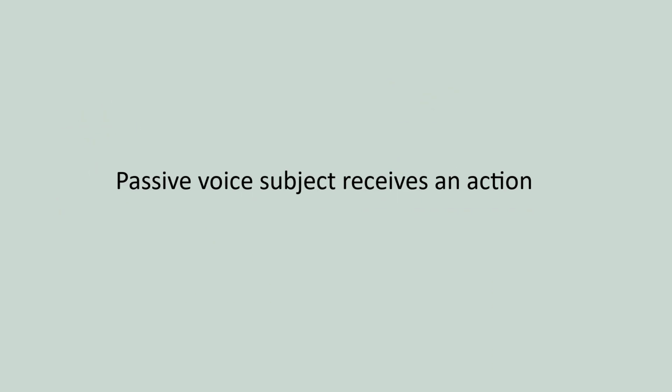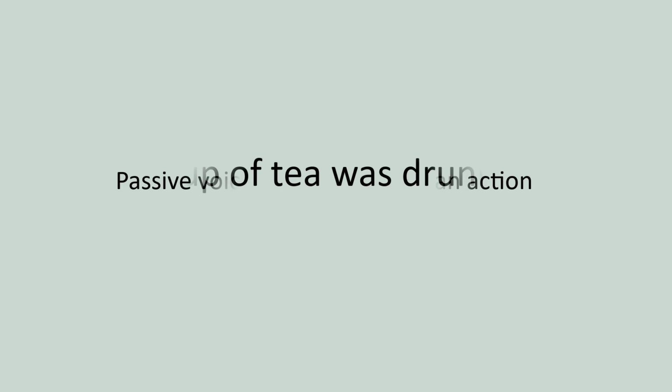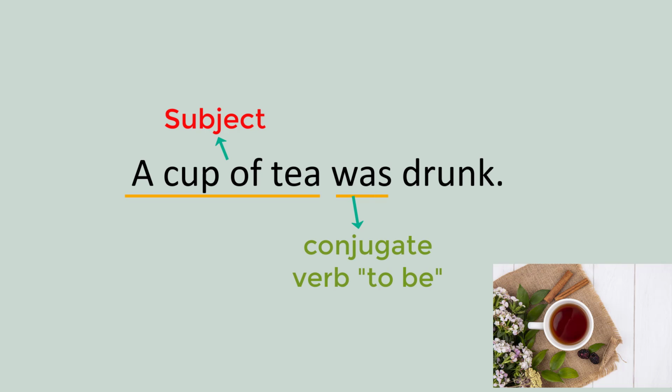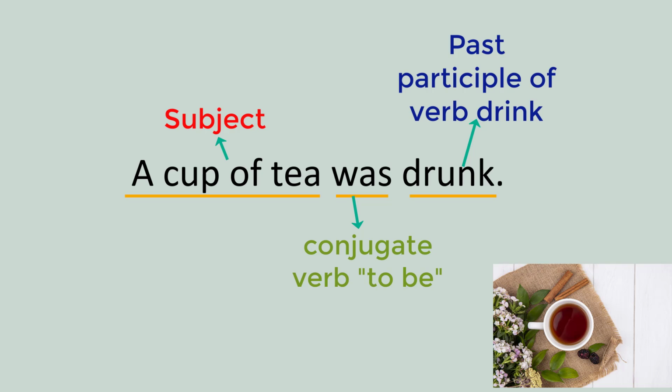But in passive voice, the subject receives an action, and through some examples I will explain it more. Look at this example. A cup of tea was drunk. A cup of tea is the object of the active sentence. Now it is the subject of the passive sentence, and it receives an action. Here, I conjugate the verb to be to was because it is past, and then look at the verb drunk. It is the past participle of the verb drink. A cup of tea was drunk.